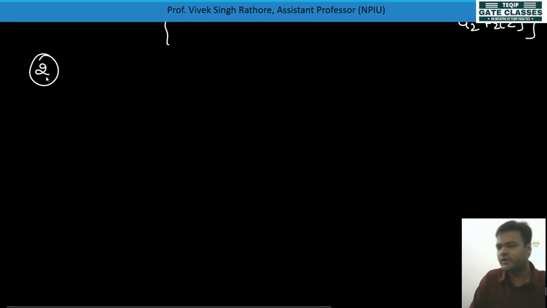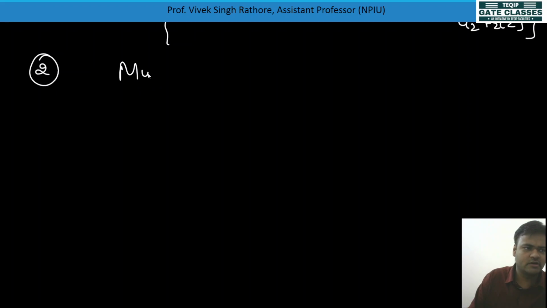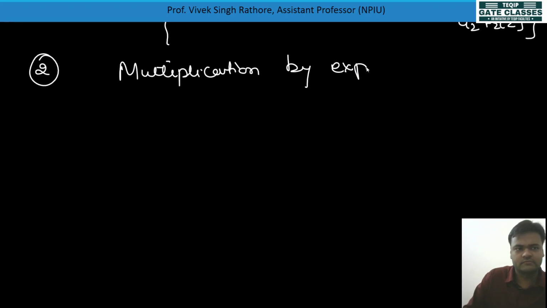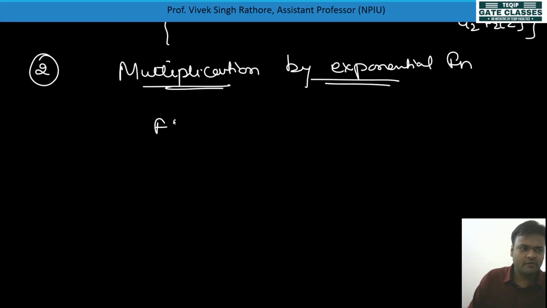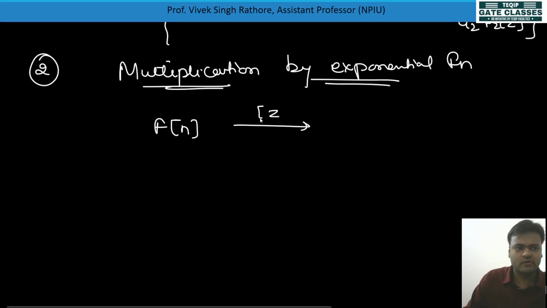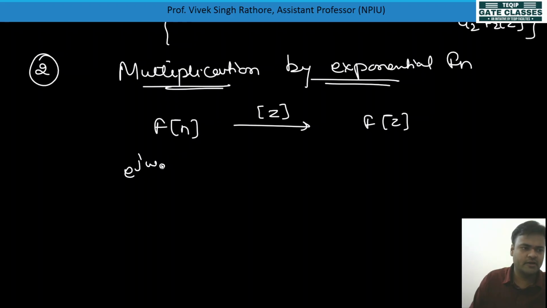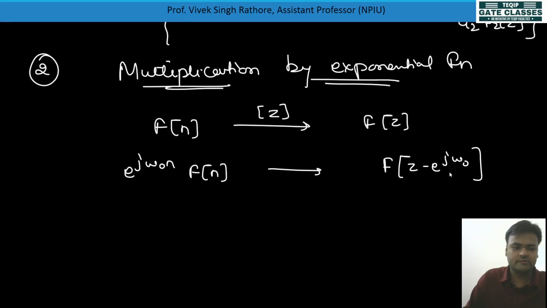Now we'll go on with the next property, that is multiplication by exponential function. Let's suppose f of n is there and we take Z transform, so we'll get f of z. Let's suppose we are multiplying e to the power j omega 0 n into f of n. What we'll get, we'll get f of z minus e to the power j omega 0... no, we won't get like this. So you should not think like this, as we are only multiplying an exponential function.